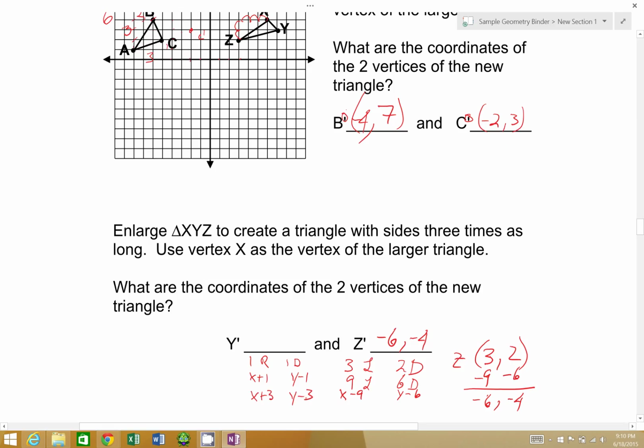So my coordinate for Y was over 1, 2, 3, 4, 5, 6, 7. So Y was 7, comma, up 1, 2, 3. So I'm going to add 3 and subtract 3. Okay, and that gets me 10, comma, 0. So my coordinate for Y prime is 10, comma, 0. Kind of a convoluted way of trying to get it done, but it works.